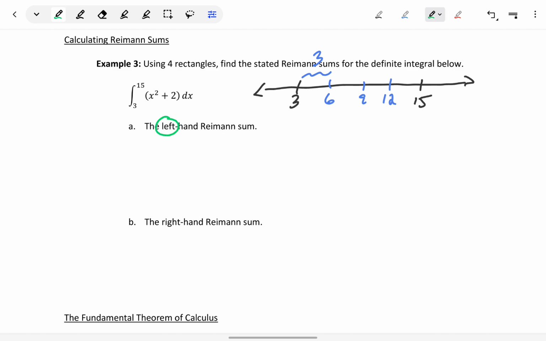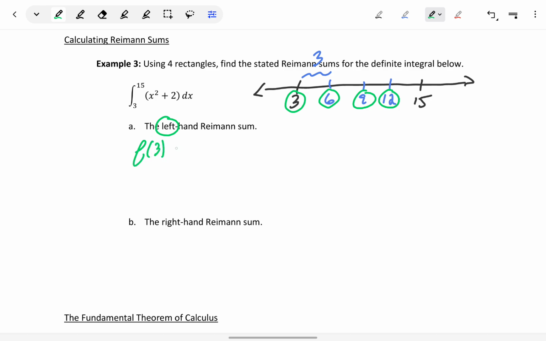In part A, we want a left-hand Riemann sum, which means we would start at the left endpoint of each interval and draw up until we hit our function, and that would give us the height of our rectangular region, meaning we need to evaluate the function at 3, 6, 9, and 12 to get the heights of those rectangular regions.